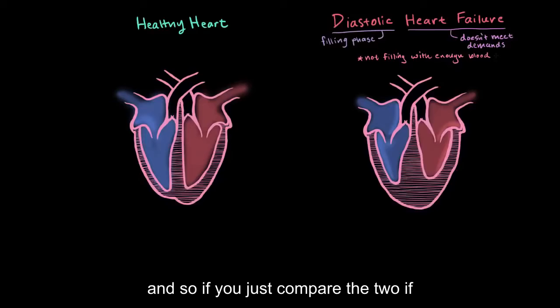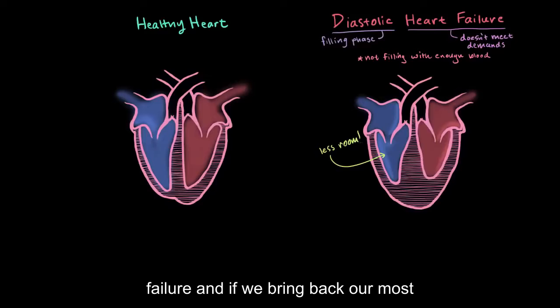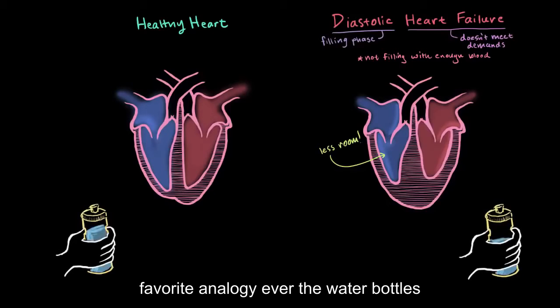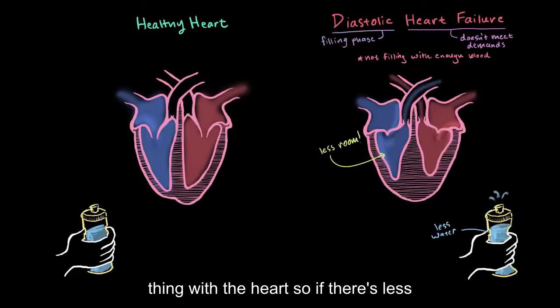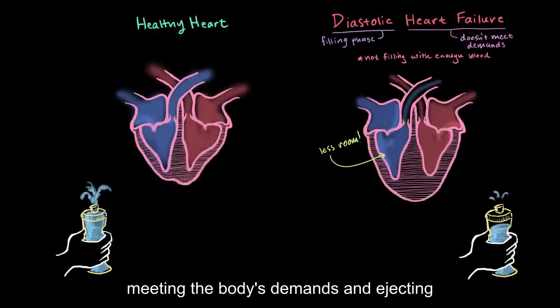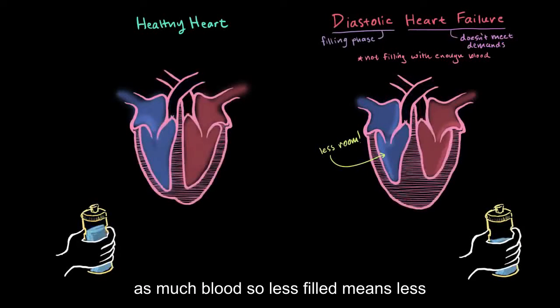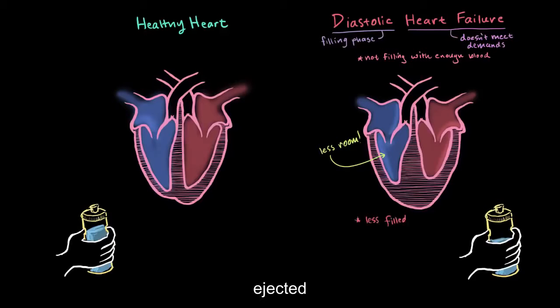And so if you just compare the two, if you just eyeball them, you'll notice how much less room there is with diastolic failure. And if we bring back our most favorite analogy ever, the water bottles, if you squeeze the healthy one, water ejects out. That's great, okay. But with diastolic failure, what if the bottle's not filled with as much water and you squeeze it? Obviously, less water is going to be ejected because there's less in there in the first place. It's the same thing with the heart. So if there's less blood in the heart in the first place, it's going to have a lot harder time meeting the body's demands and ejecting as much blood. So less filled means less ejected.